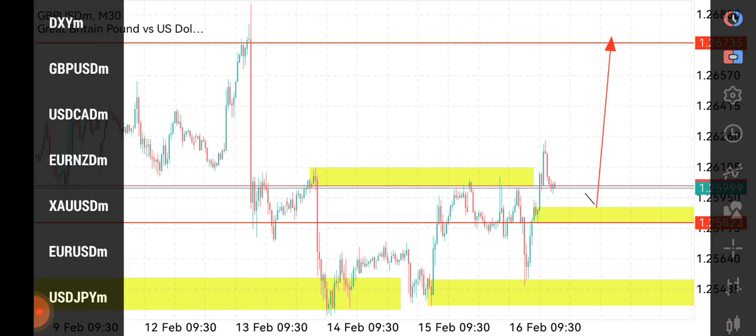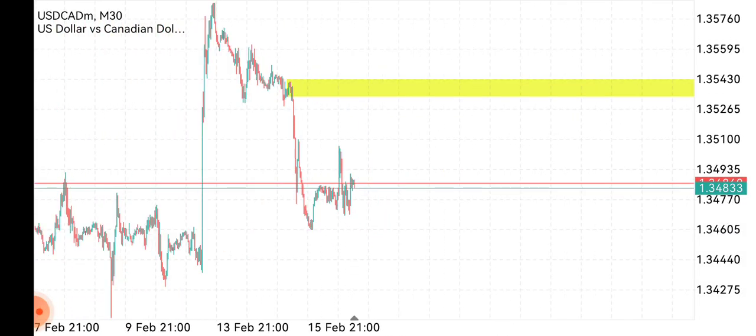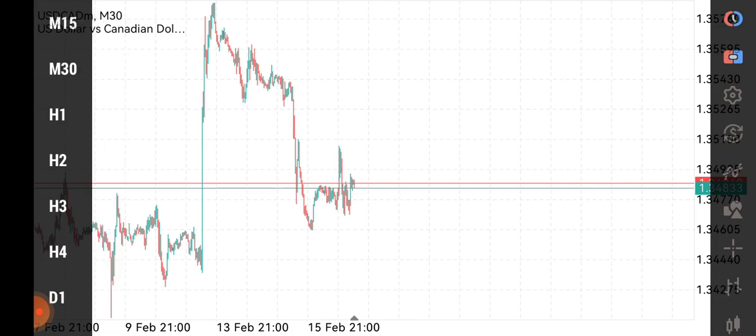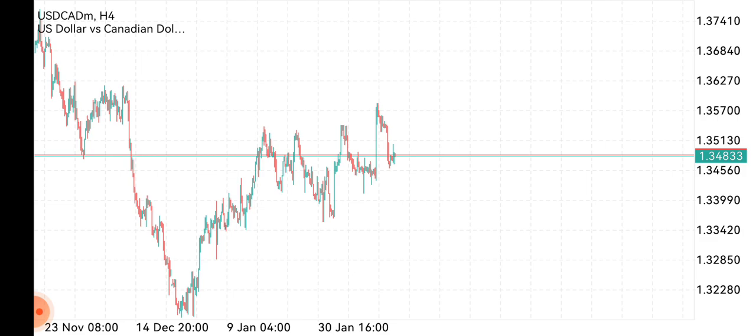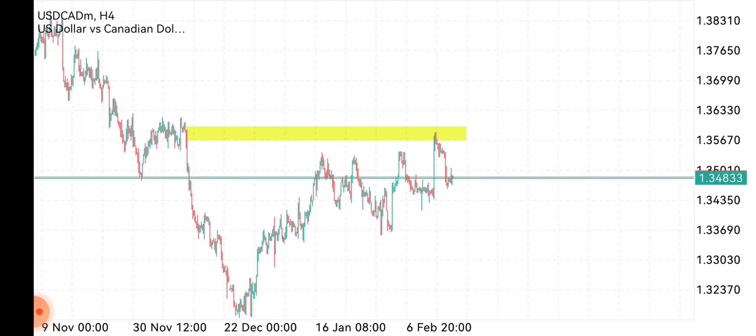So let's go to USD CAD. This is our USD CAD setup. Remember, on dollar I'm still going bearish. I think last week we had a sell on this USD CAD from this supply zone here. This is the supply zone that is responsible for this low to be broken.